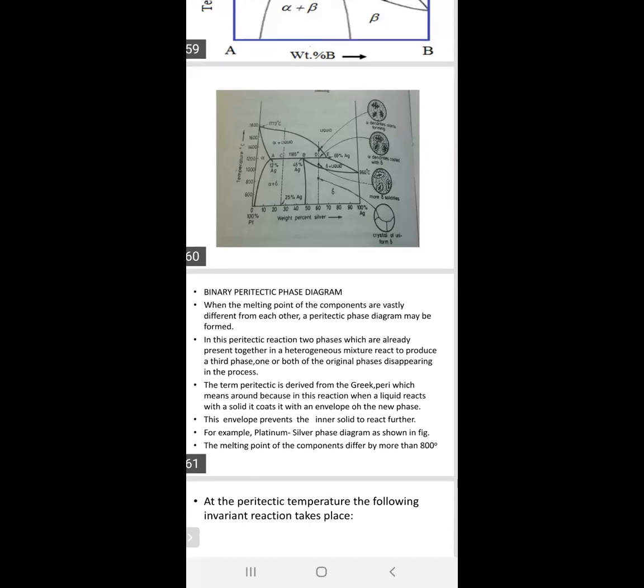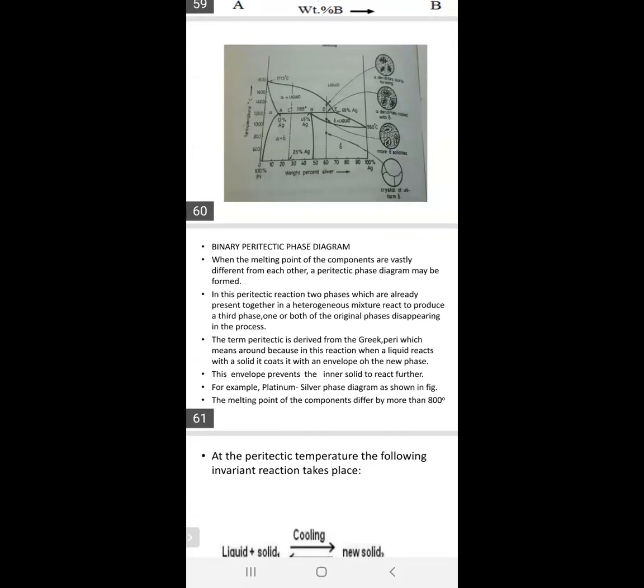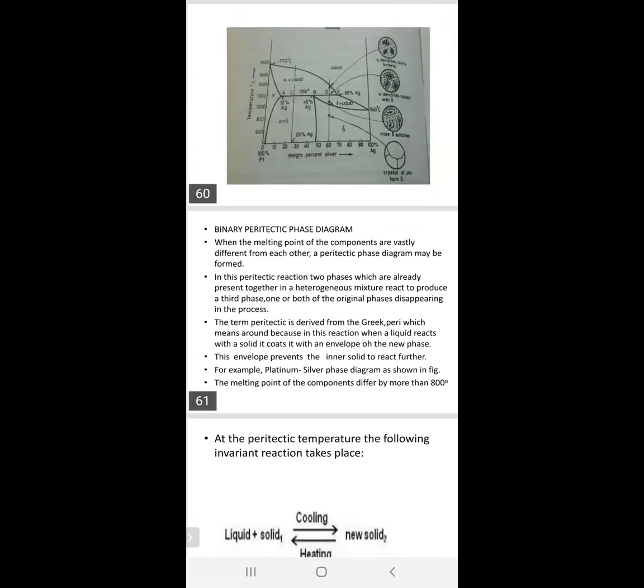The term peritectic means around, because in this reaction, when a liquid reacts with a solid, it coats it with an envelope of the new phase. This envelope prevents the inner solid from reacting further.